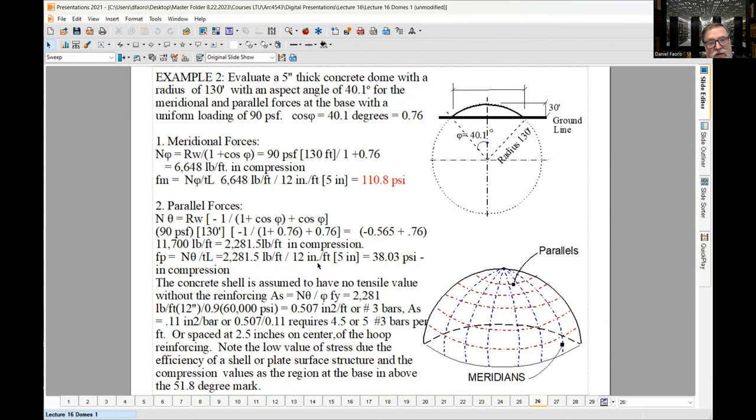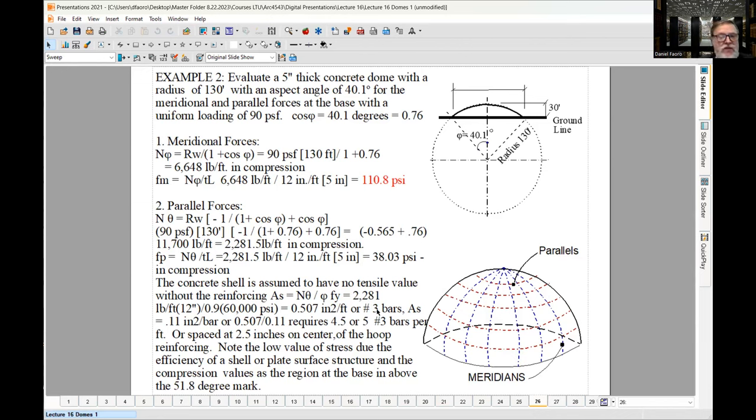2,281 pound feet divided by 12 divided by 5, I get 38.03 PSI in compression. A concrete shell is assumed to have no tensile value without reinforcing. If I wanted to check for, let's say, reinforcing I could be needing here, I could check the values here. And let's just say for my purposes of evaluation, that's my value, 2,281.